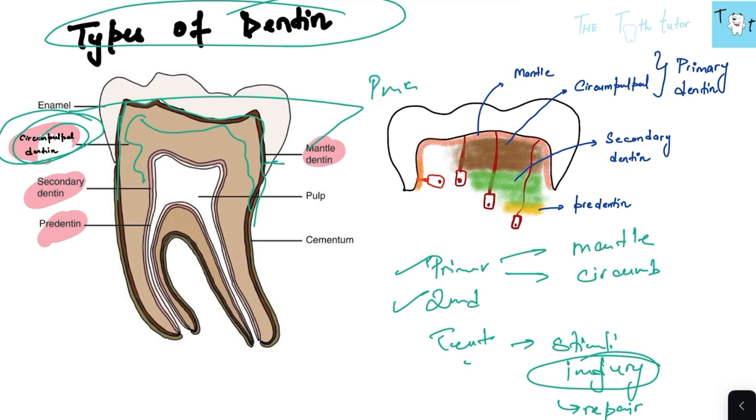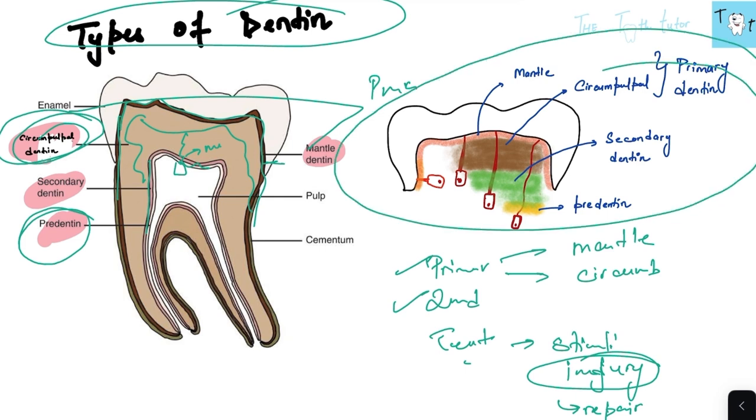Then we have secondary dentin. The secondary dentin is the last layer of mineralized dentin. Below this you will have predentin, so that is unmineralized. Over here you have your odontoblastic processes, this is your predentin, and over here you have your secondary dentin. This is just a diagram to show you how odontoblasts grow.